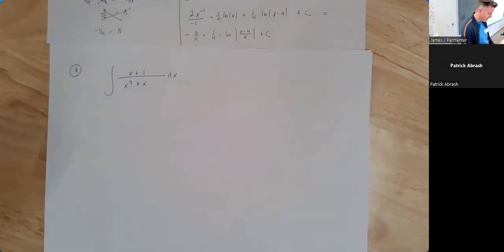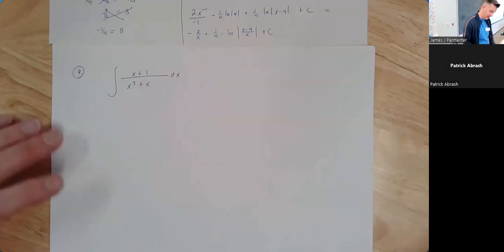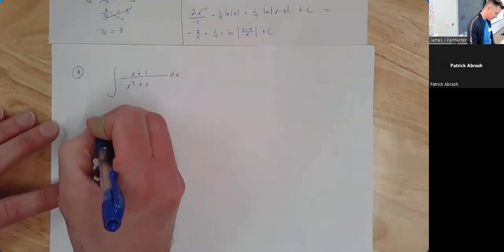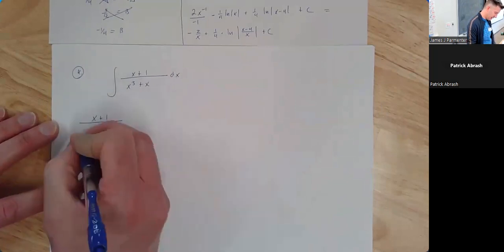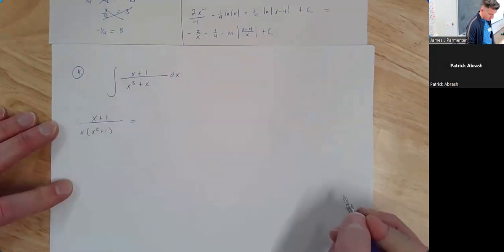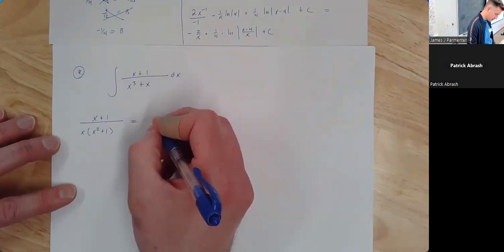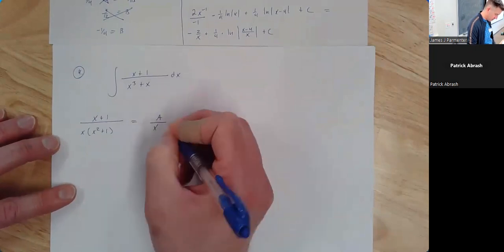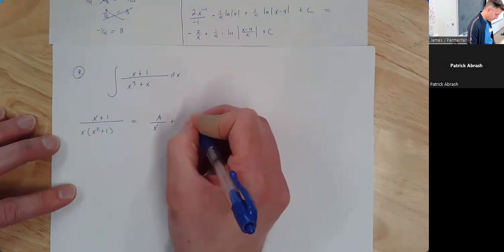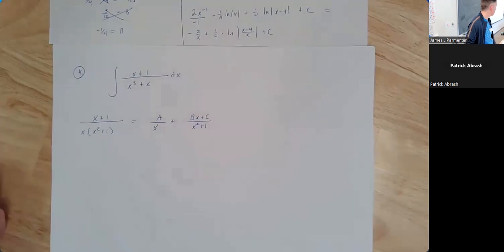So let's say we have this. Doesn't look like a U sub, so I'm going to try to factor it. And the bottom does factor, although minimally. It factors as x times x squared plus 1. So I'm going to set this up as a over x plus bx plus c over x squared plus 1. And then we're going to talk about what would have happened if we didn't do it.